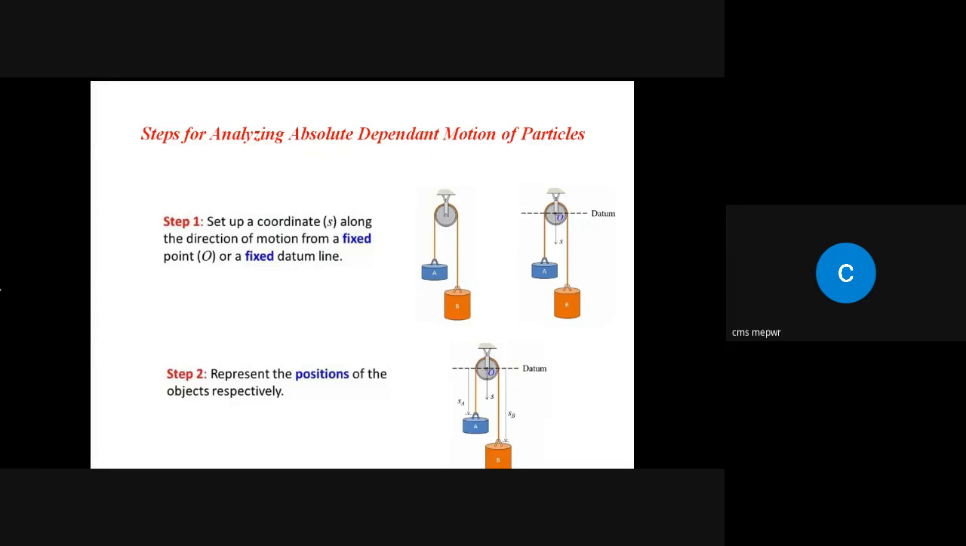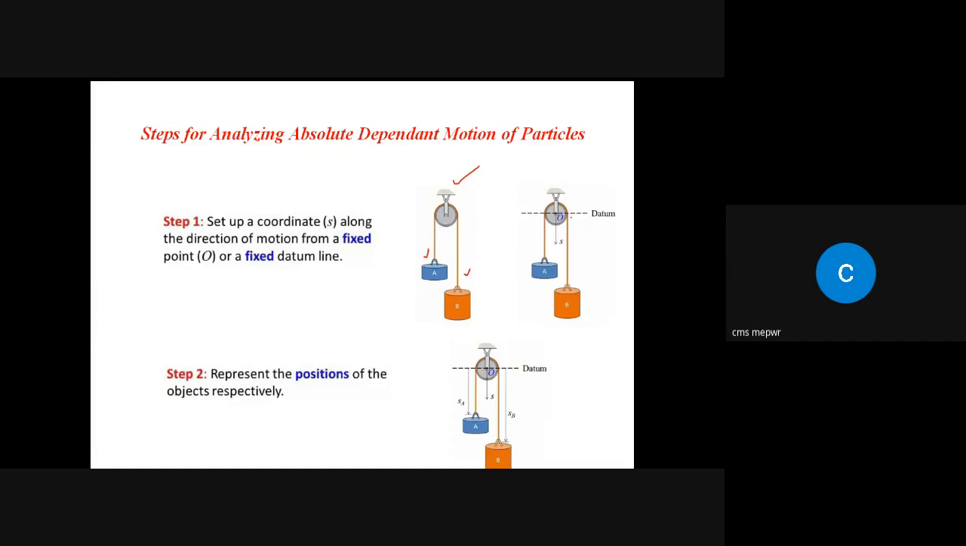For the first step, suppose we have this system consisting of a rope, a pulley, and two masses, the two particles, and the motion of both these particles is dependent on each other. The first step is to set up our coordinate system, or set up the origin. If we have just a single motion, or the motion is passing through a single point, we can have an origin, or in some cases we may need to define some datum.